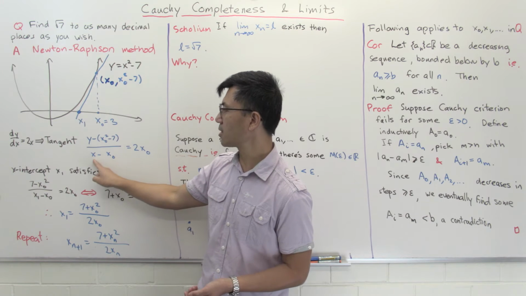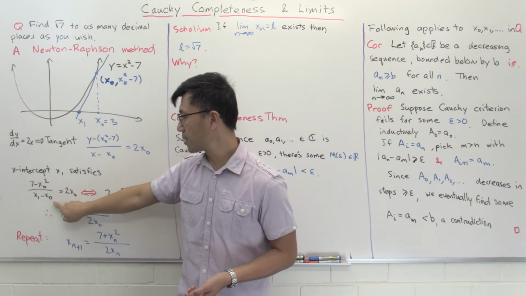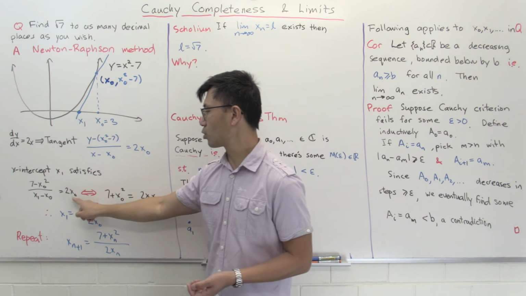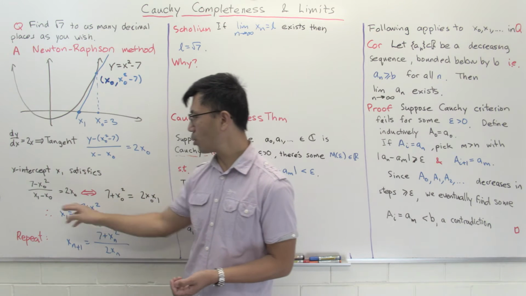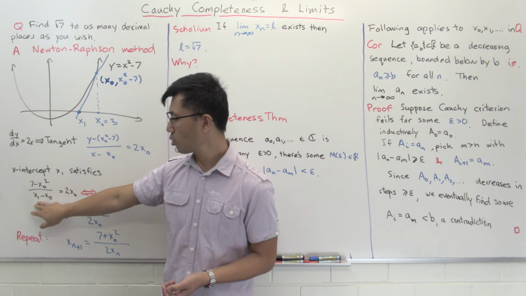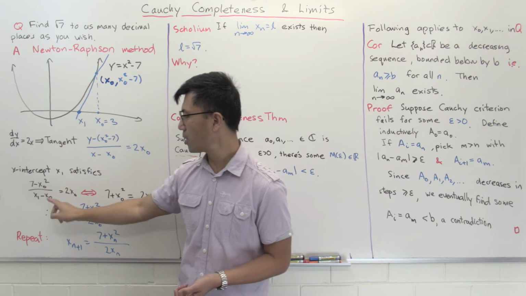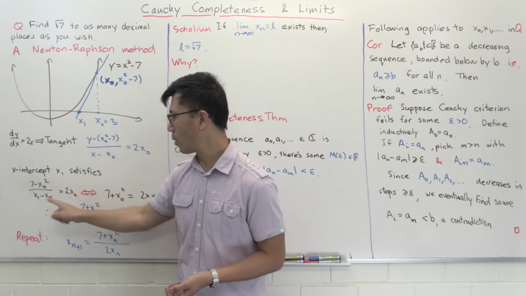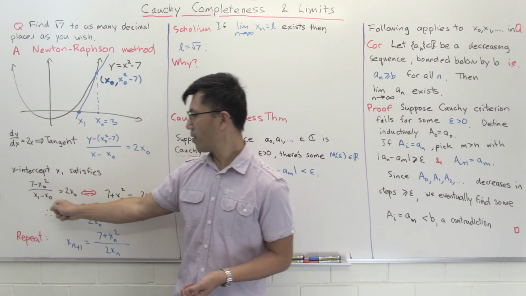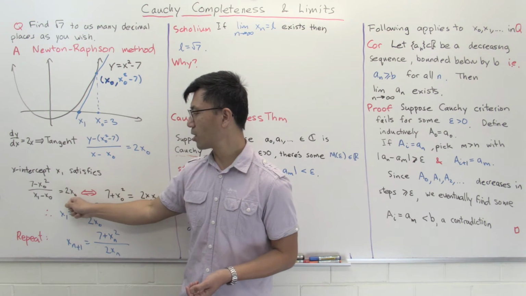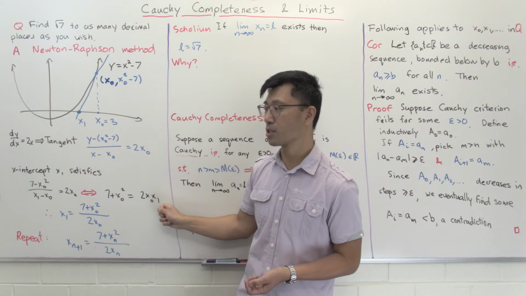Well, the x-intercept we said was x1, so there's x1 minus x0 here, and that equals 2x0. And all we have to do now is solve for x1. So we bring the denominator over to the right-hand side. So you'll get a 2x0 x1 term here. And then this minus x0 times this, you get a minus 2x0 squared on the right-hand side.